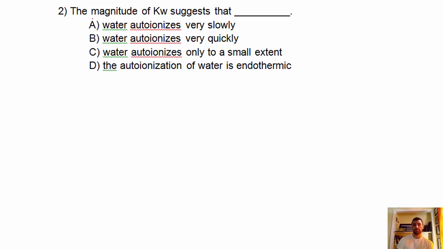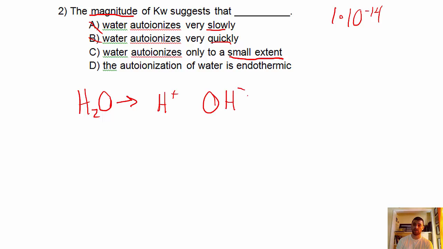Now, if we take a look at Kw, it says the magnitude. So we're talking about the number of it. It's 1 times 10 to the minus 14. Remember, Kw doesn't tell us anything about the speed, slowly or quickly, so that gets rid of A or B. But it does tell us about the extent, how much water is ionizing, how much water is breaking down into H plus and OH minus all on its own. Because this is such a small number, at minus 14, we know that it's only to a small extent. It doesn't really break down a whole lot.